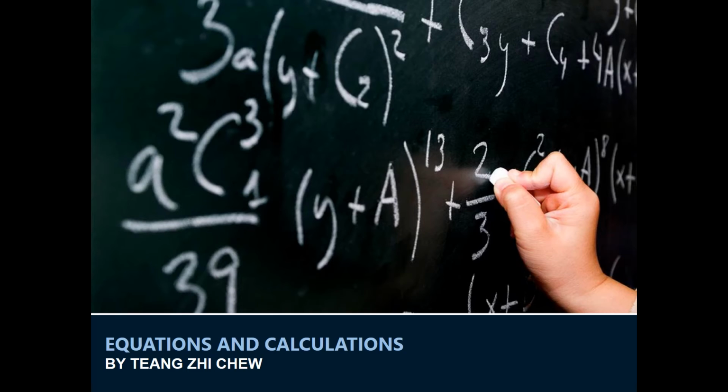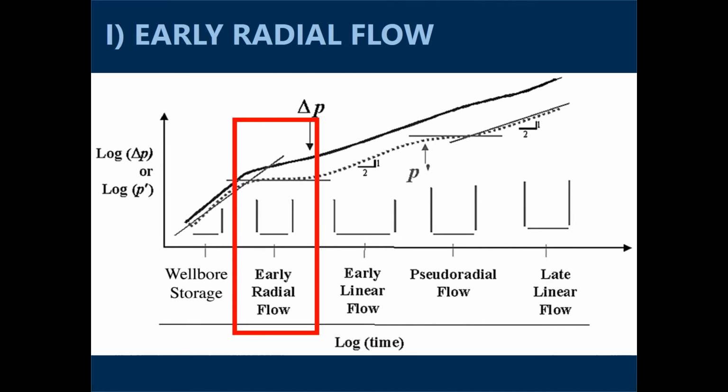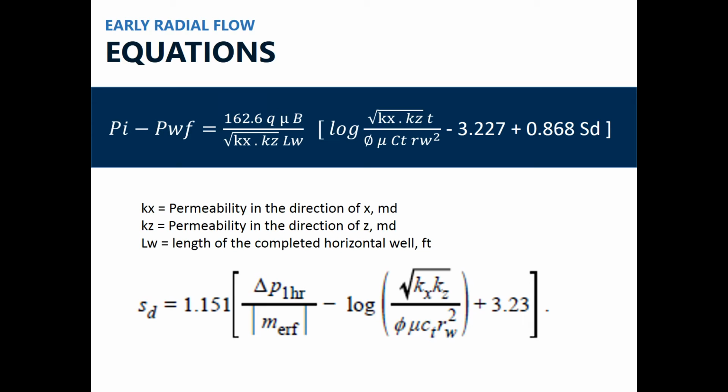Thank you, Chang. Now I would like to present the equations and calculations for the early radial flow, early linear flow, and pseudo-radial flow. As explained by my colleague, this part of the curve is known as the early radial flow. The first equation is the drawdown equation for the early radial flow. The term 162.6 Q mu B over the square root of Kx times Kz times Lw is the equation of the gradient.